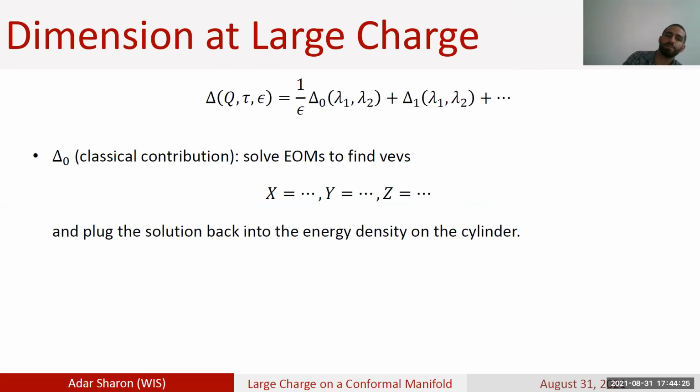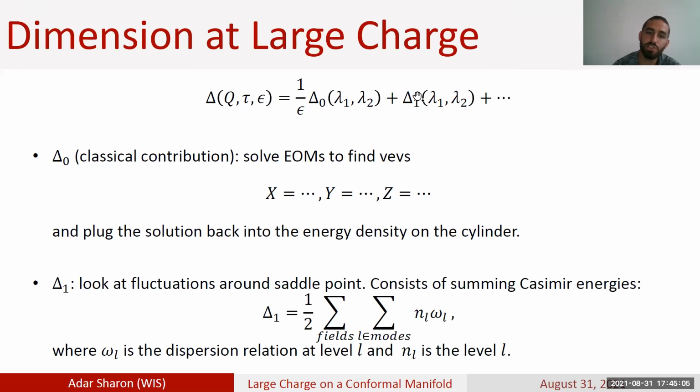The way this works is the following. To find this leading term, delta 0, what you do is you fix the charge, and then you solve the equations of motion in the presence of this charge. This corresponds to just finding the different vevs for the fields. So each field is going to have some vev. Taking the solution, plugging it back into the energy density on the cylinder, you find the dimension of the corresponding operator in flat space, by the state operator correspondence. Specifically, if you look for the ground state on the cylinder, you're going to get the smallest dimension at fixed charge. So we're going to be looking at the ground state energy as a function of these vevs.